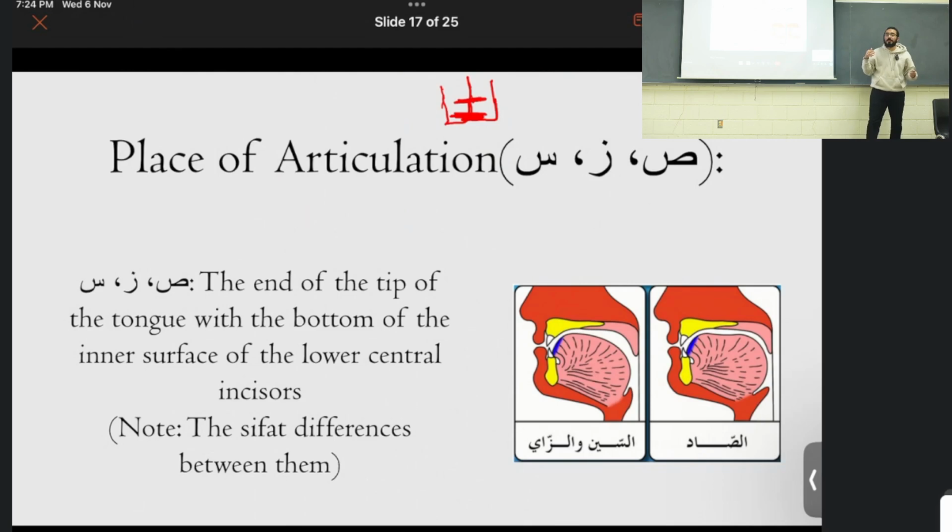Okay? Now, what's the difference between sin and zay? Vocal cords. Same as the ta and the stuff, right? What's the difference between sad and zay and sin? Yes, the back of the tongue goes up. Back of the tongue goes up. That's actually the only difference. In ta, there's actually a difference too. But this is the only difference for sad. You can say sad is a heavy sin.